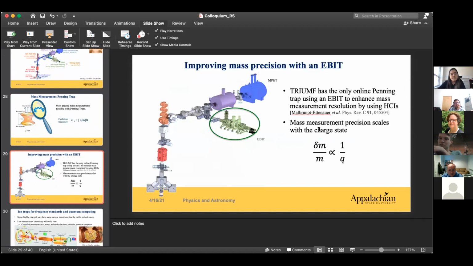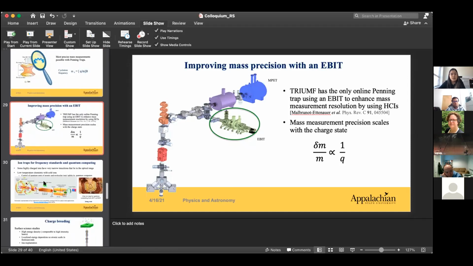So now the application of an electron beam ion trap is also relevant to the measurement of masses, because you can increase the mass measurement precision if you use highly charged ions. This is because the mass measurement precision scales with the charge state. So the higher the charge state, the better the precision. This is a unique system where you can charge breed your ions and then send them back to the mass measurement Penning trap for mass measurements.